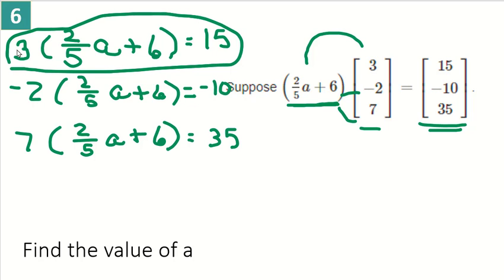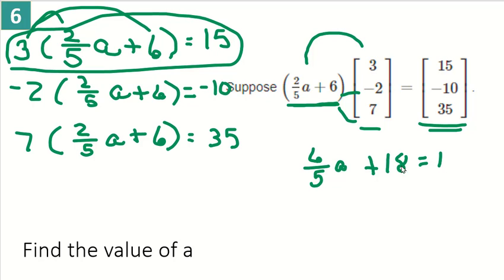We'll take the first one, and then we've got to distribute 3 into each of those terms. We get 3 times 2 is 6 over 5, A, plus 3 times 6 is 18, equals 15. I'm going to subtract 18 from both sides, and I have 6/5 A is equal to -3.